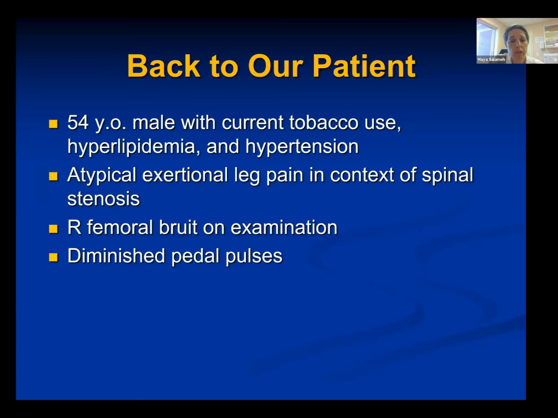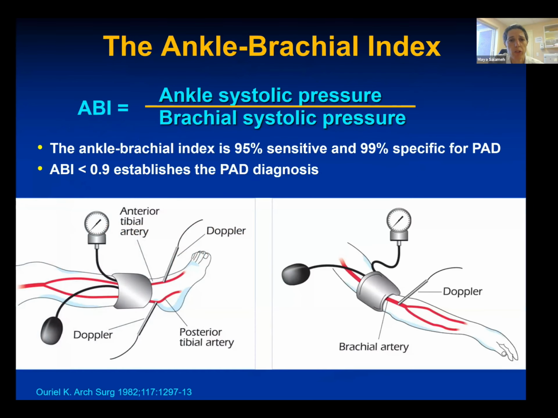On exam, he has certainly findings that could be suggestive of PAD, including a femoral bruit and diminished pedal pulses. So what's the next step in evaluating this patient? And this brings me to the ABI, which is the first-line test in the diagnosis of PAD, and probably the most important test we have available to detect PAD.